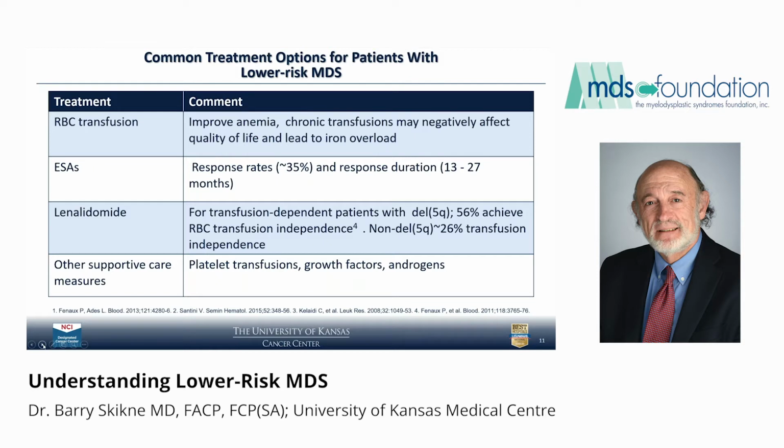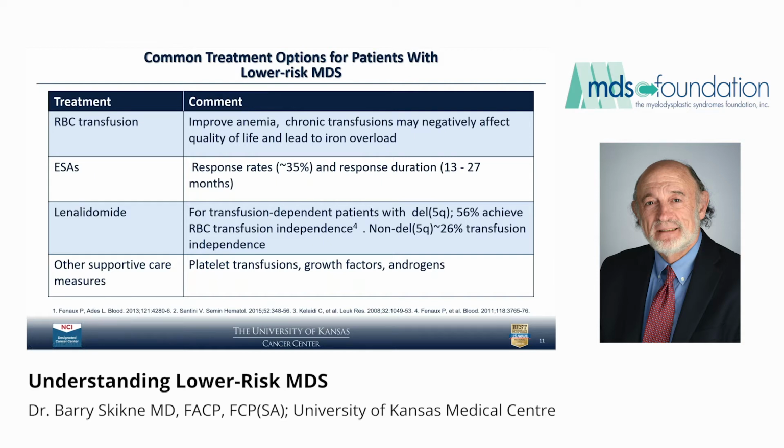And repeated transfusions lead to iron overload. Iron overload causes certain organ damage and organ dysfunction and a whole lot of other problems that one has to deal with. And if the iron overload becomes fairly significant, then one usually will start an iron chelation therapy such as Exjade, for instance. Then there are other supportive measures at the bottom.